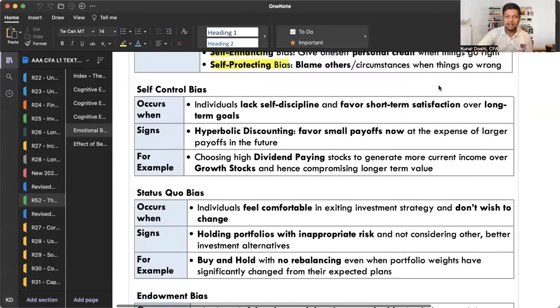Then comes self-control. Self-control is where individuals lack self-discipline and favor short-term satisfaction over long-term. Most common with all those investors who feel dividends are better. So they force the companies to pay dividends, but they forget that in the long run, the more the company pays in dividends, the less it has retained for growth, right? So there's a belief that favors small payoffs now at the expense of large payoffs in the future. People choose dividend-paying stocks more than growth stocks. To date, people do that. They value dividends more than growth. They forget that dividend is nothing but your money back to you, isn't it? That is self-control bias.